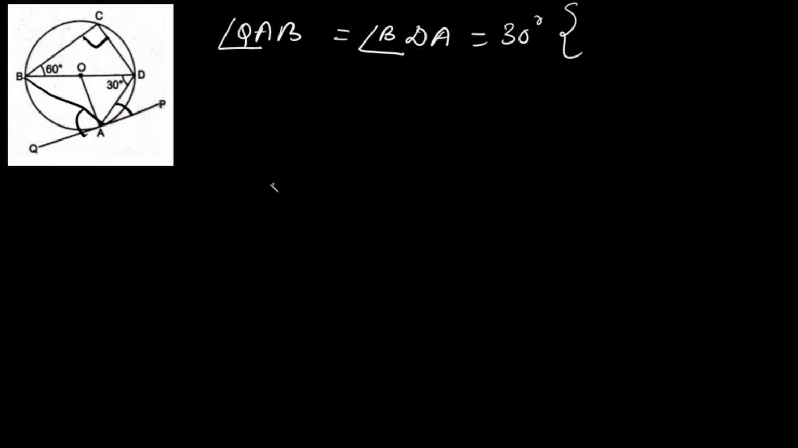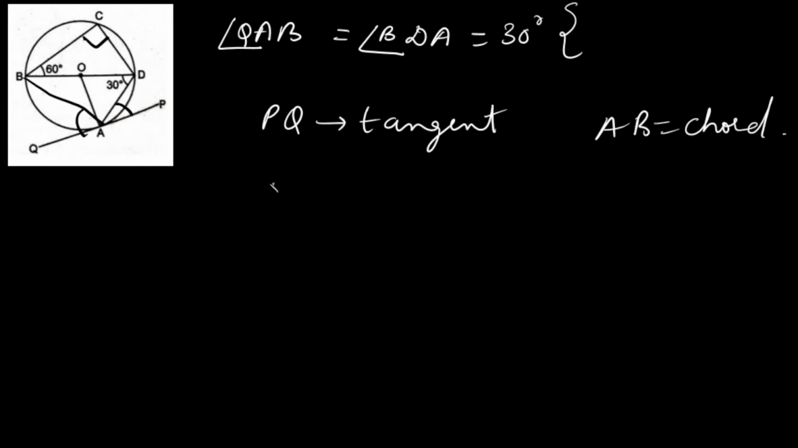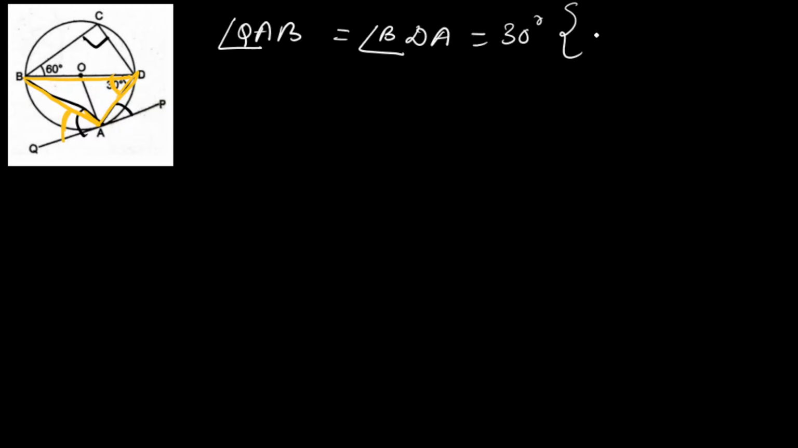So the reason you can give here is, if you just see, this is the angle between chord and tangent. PQ is the tangent, and AB is the chord. If you see the endpoints of the chord, they are meeting at some point on the circle. So the angle between chord and tangent and this angle will be equal. Why? Because they are the angles in the alternate segment. So the reason you can give is, angles in the alternate segment are equal.